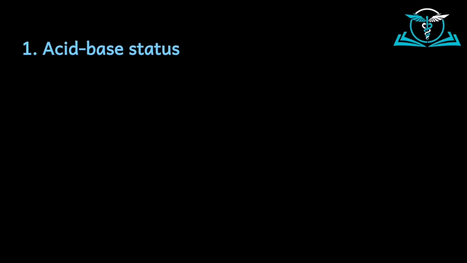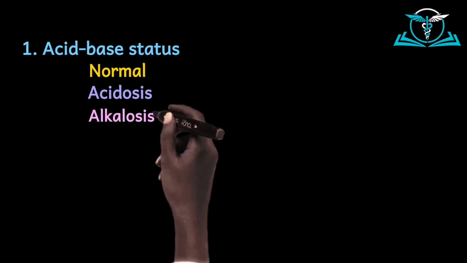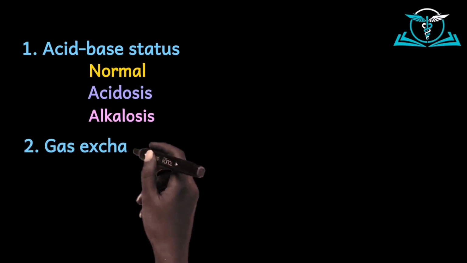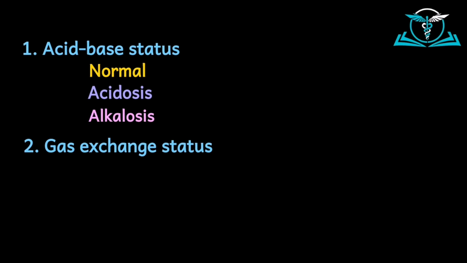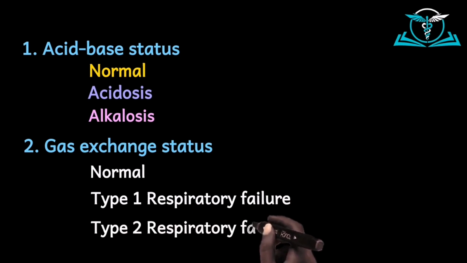And so about the acid-base status, the ABG can tell us whether the patient has a normal acid-base status or there is acidosis or there is alkalosis. And regarding the gas exchange status, we can tell if the patient has a normal gas exchange status, type 1 respiratory failure, or type 2 respiratory failure by examining the ABG.